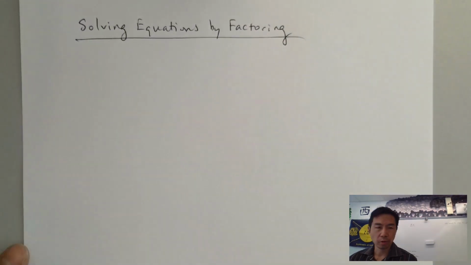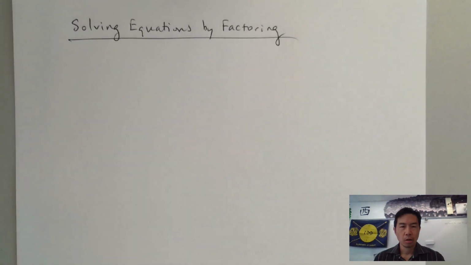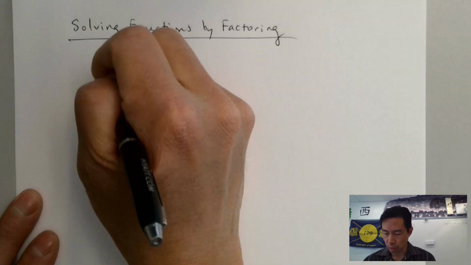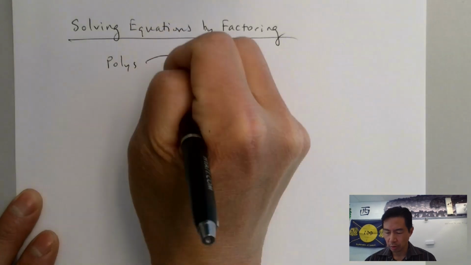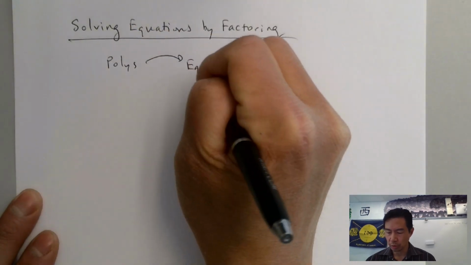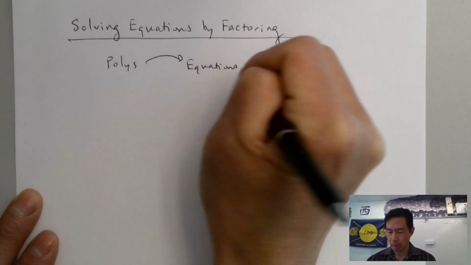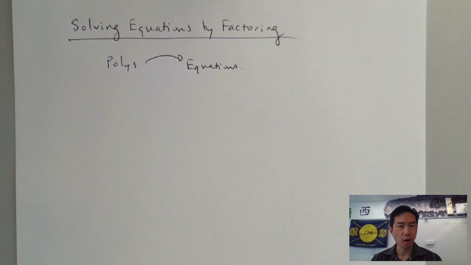So we are ready to now put the polynomials that we've been factoring into equations. So we're going to put our polys into equations. Why do we do that? Well, usually when we put things into equations, we put them in so we can solve for the variable. So now we're going to actually solve for x, y, or whatever the variable is.